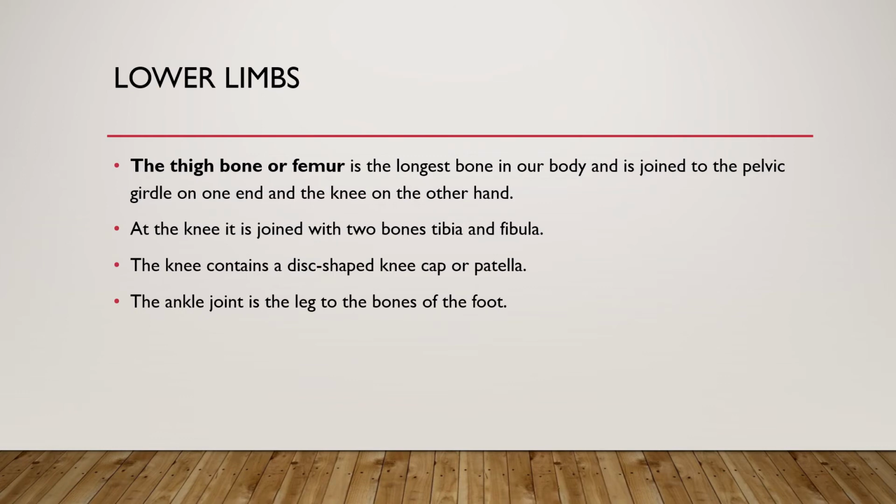In the arms, or the upper limbs, we have two bones. What were they? A radius and ulna. In the case of legs, we have the bones named tibia and fibula. Now, our knee consists of a disc-shaped, cap-like structure, which is called the patella. The ankle joint: what is the function of this ankle joint? It will join the leg to the bones of the foot.